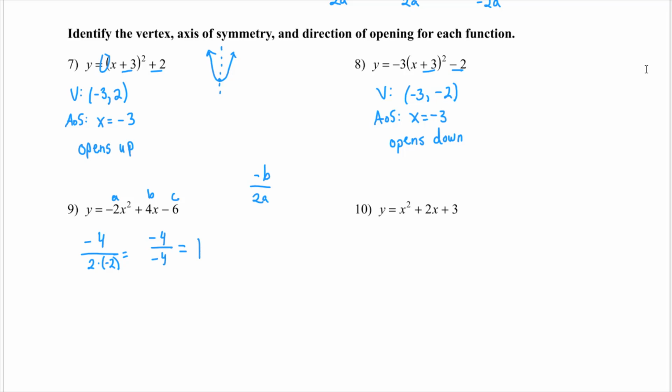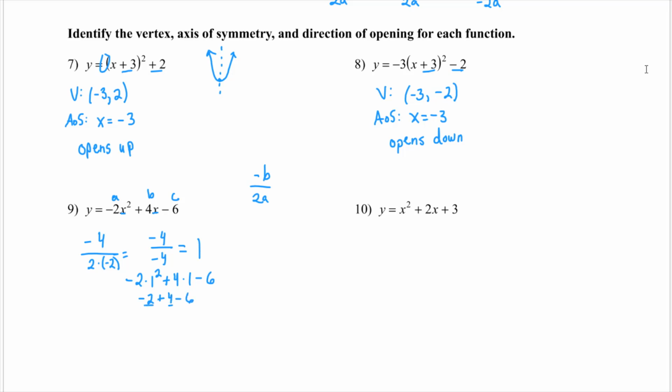Now we're going to plug that in and figure out what our y value is for our vertex. So I'm going to put it where both of these x's are. -2 times 1 squared plus 4 times 1 minus 6. So 1 squared I do before I times by -2. So 1 times -2 is -2. 4 times 1 is 4.